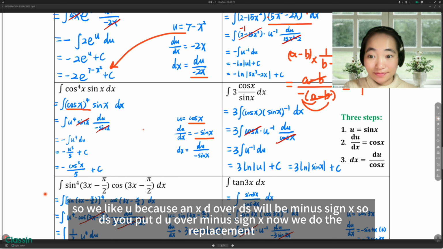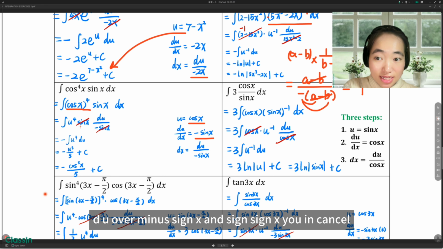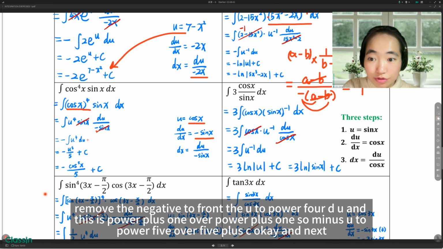Now we do the replacement. This is u to the power 4. Sin x keep the same. dx equals du over minus sin x, and the sin x you can cancel. Don't forget there's a negative 1, okay? You can move the negative to the front. Then u to the power 4 du. And this is power plus 1 over power plus 1, so minus u to the power 5 over 5 plus c.